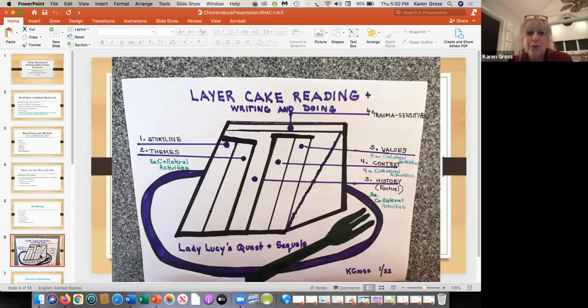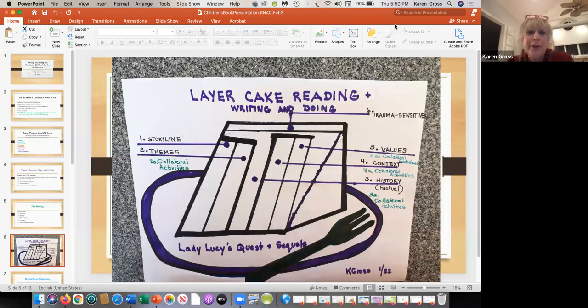I made this drawing here, which, well, it could be improved. What can I tell you? It's not as bad as it could be. Hopefully I'll share it with you. It's what I call the layer cake approach to writing a children's story.